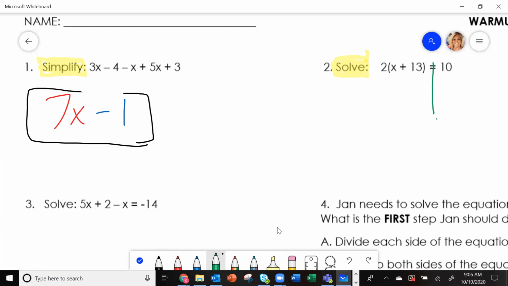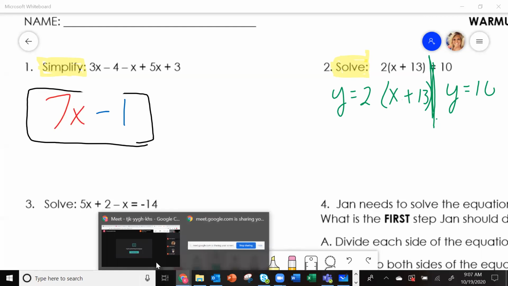Remember at the equal sign, I draw a line to keep them separate. I'm going to put the left-hand side in first: y equals 2 times x plus 13. Oh, nice handwriting. Not at all. All right. And then on the right-hand side is y equals 10. So now let's go into Desmos.